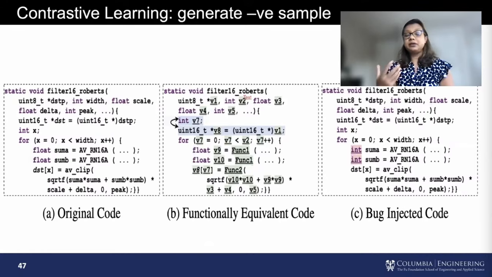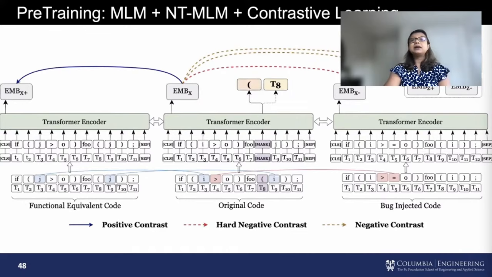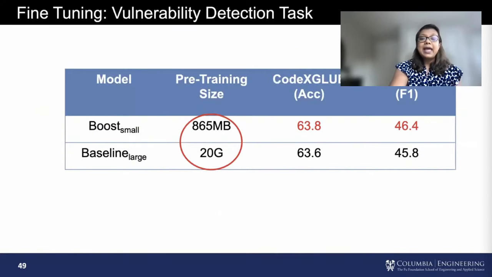And here for bug injection, we took some very standard security vulnerability patterns. So with that, we introduce a pre-training with three objectives: masked language model, a language model to predict tree nodes, as well as contrastive learning. And here, we took two very standard vulnerability detection datasets. And here is the result.